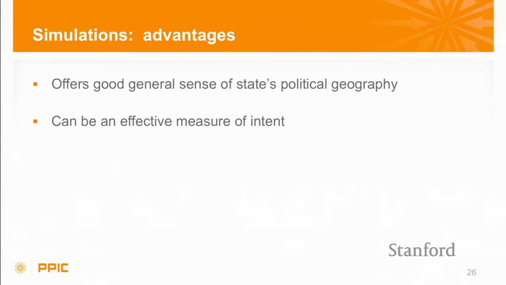The advantages are, first, it gives a pretty good sense, I think, of a state's political geography. And therefore it can also be a pretty good measure of intent. Because one defense might be, we were just trying to draw districts that were compact, and this biased plan emerged by accident. What are we supposed to do? But if you've got this distribution of potential outcomes, you can say, well, no, it turns out that what you drew, even if there is a natural bias, is an outlier.